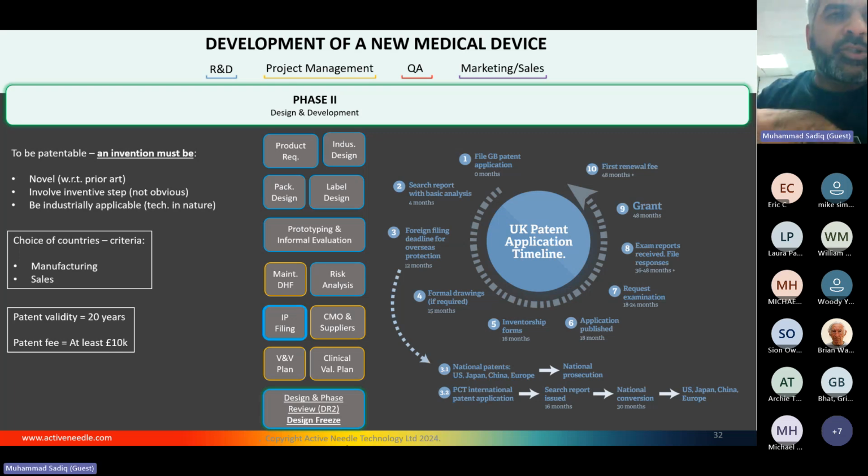Patent validity is 20 years, and a single patent application normally costs £10,000, but then there are some ongoing fees to do with the office actions. When you file a patent, you get reports back from the offices, and then there's administration involved in it. Again, it's not something you would like to do yourself. You would get an IP attorney to deal with this.